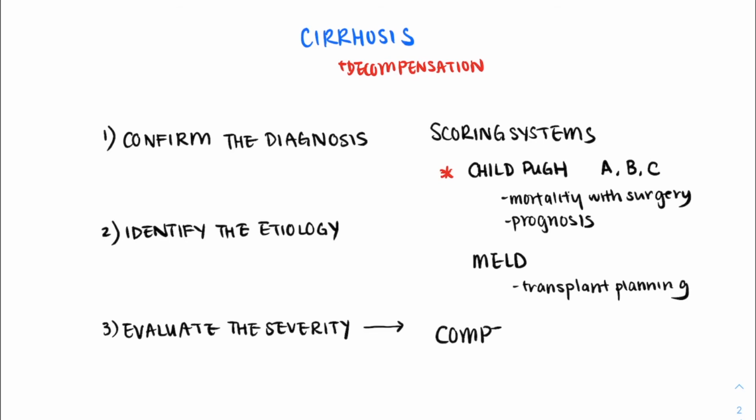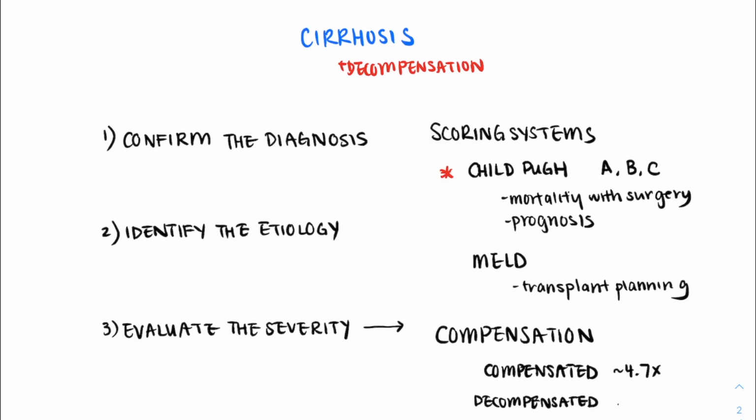The other aspect of evaluating severity is to look at the clinical status, and for that we discuss whether the patient is compensated or decompensated. This is important because compensated cirrhosis may carry about a 5 times risk of mortality compared to the general population, whereas decompensated cirrhosis carries up to a 10 times risk of mortality.